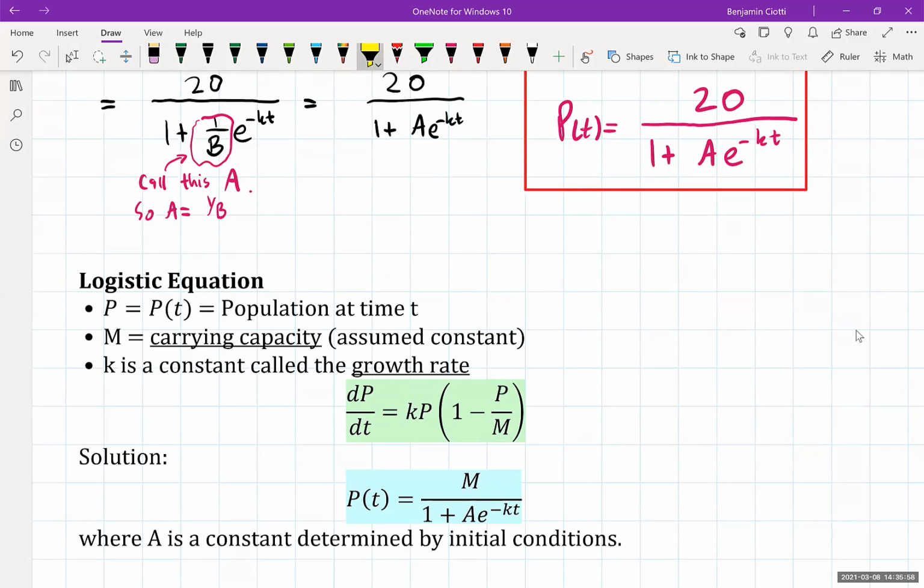Again, this is just the same deal that I just did, except using m instead of 20. If p is the population at time t, m is a constant equal to the carrying capacity, and k is some other constant, which is also called the growth rate, then this is the logistic differential equation. And this is the solution.